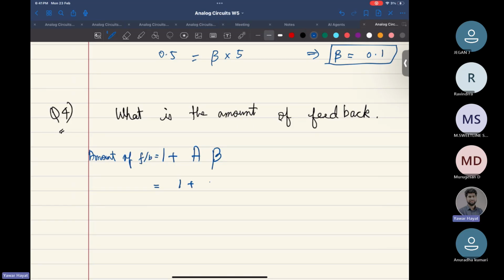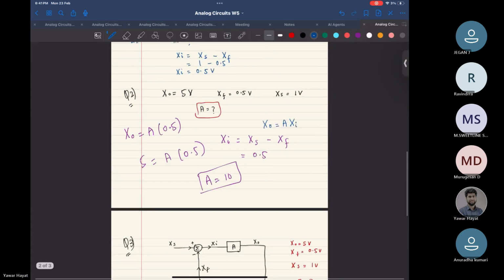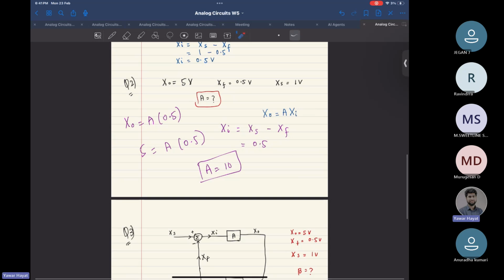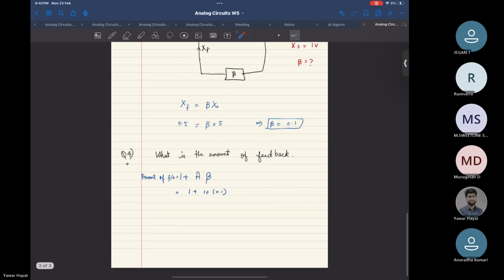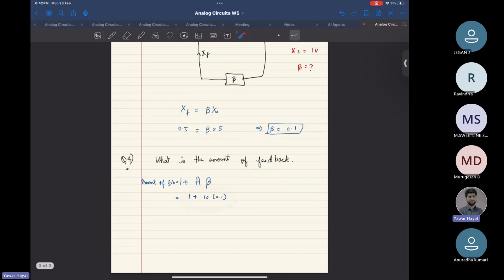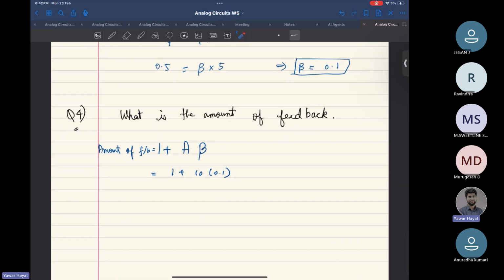That is 1 plus 10 times 0.1, right? Because the specifications are the same. A we already calculated, and we computed beta in this one. The amount of feedback would be 1 plus 10 times 0.1, which is 2. Correct? Somebody wrote it as 1 by 2, but no, it would be equal to 2.